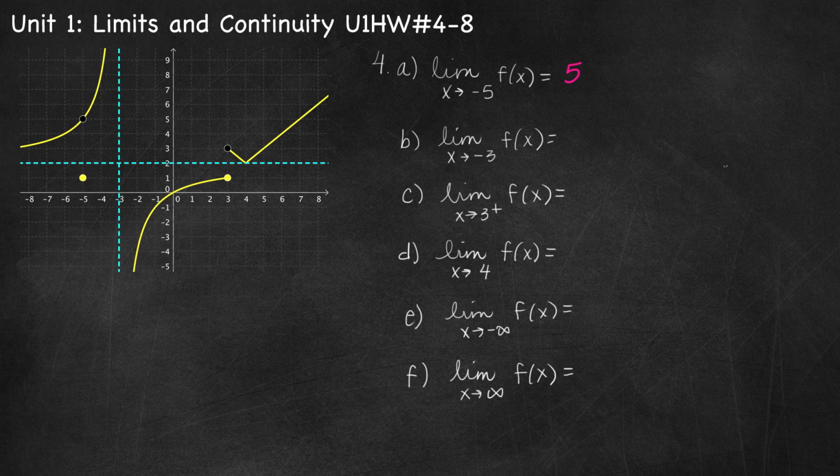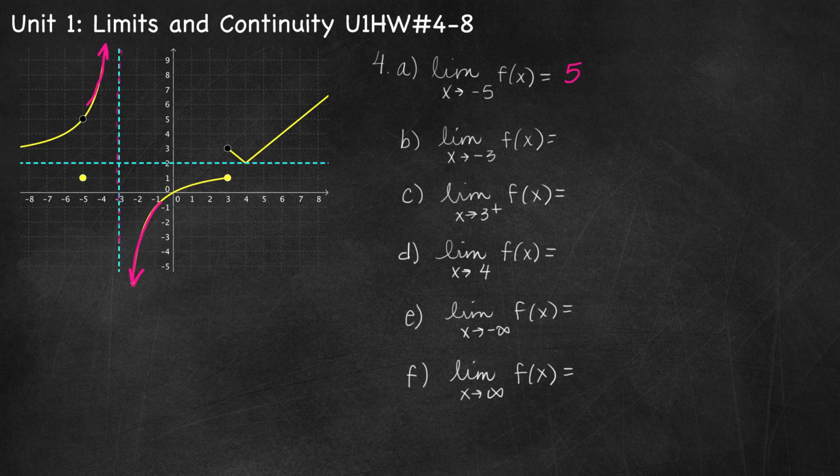Part B, find the limit of f of x as x approaches negative 3. So here's negative 3. As we approach from the left-hand side, our function is getting closer and closer to infinity. As we approach from the right-hand side, our function is approaching negative infinity.